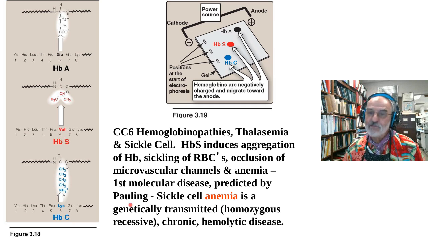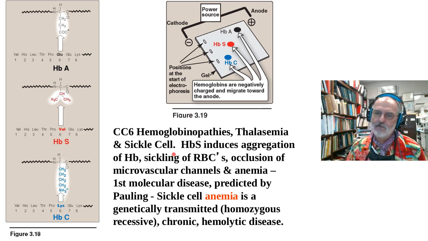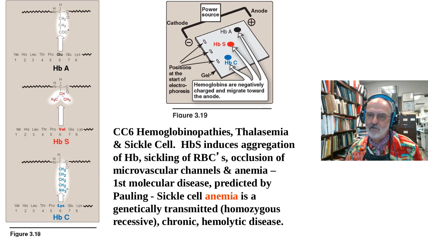This is a measure of the presence of a mutation. This is actually what is referred to as the first molecular disease. It was predicted in the early 50s by Linus Pauling. It is now known as sickle cell anemia, a genetically transmitted homozygous recessive chronic hemolytic disease. It's caused by this single mutation in the beta chain. Okay? And if you're heterozygous or homozygous, that will affect the severity of the disease. This is something we'll be talking about much more later.